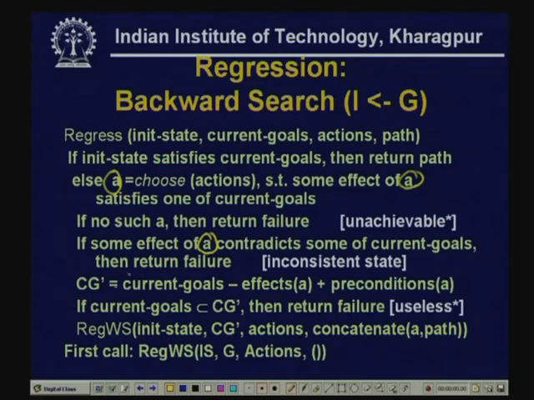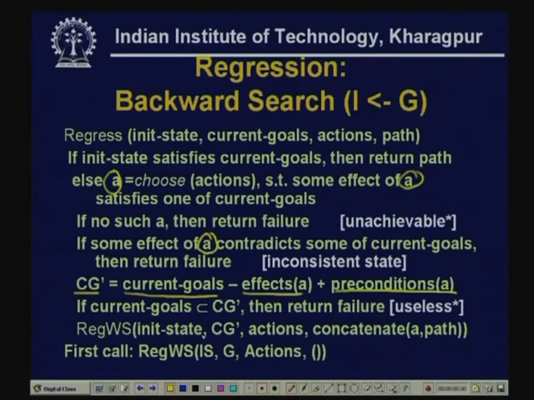So, now we have to find out what is the state that we get by regressing the action in the state. So, let CG prime be the set of current goals minus effects of A plus preconditions of A. So, the action achieves some of the sub goals. Okay. So, this action A has these preconditions and these effects. We get the previous state by taking current goals minus what has been achieved as a result of the action A, plus we add the preconditions of A. Now, we get CG prime.